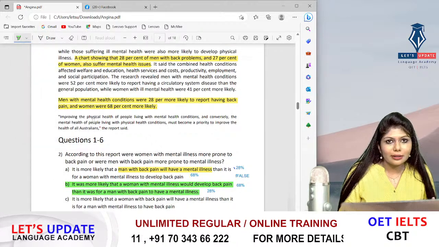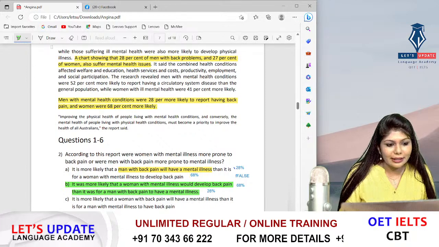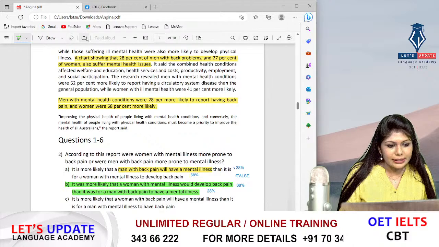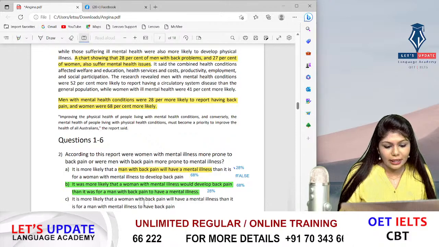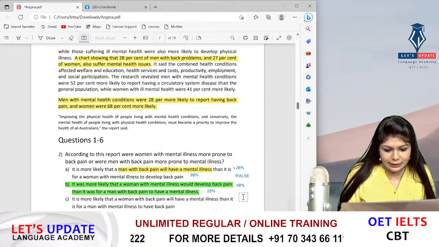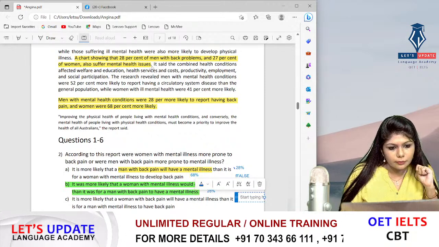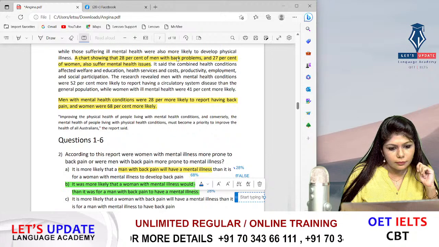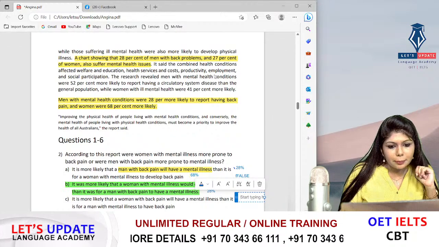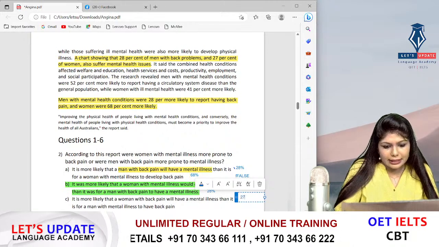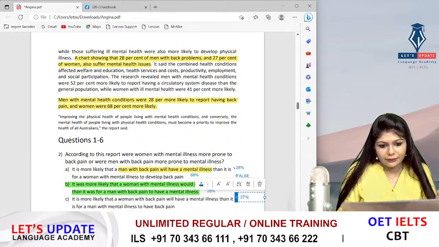Now just look whether C is correct or not. We are just eliminating it, so you'll get an idea. Look at C: it is more likely that a woman with back pain will have a mental illness. That percentage is 27%, as indicated in the first paragraph where I have highlighted the text.